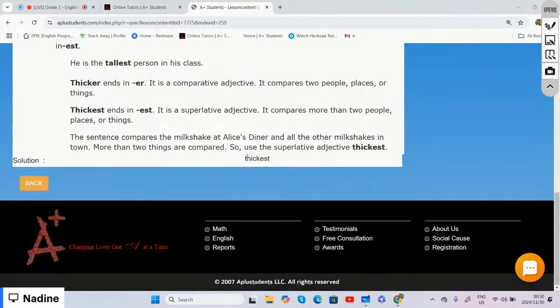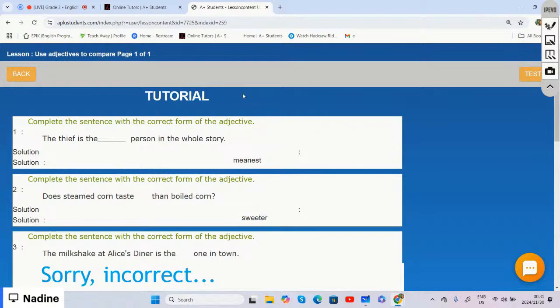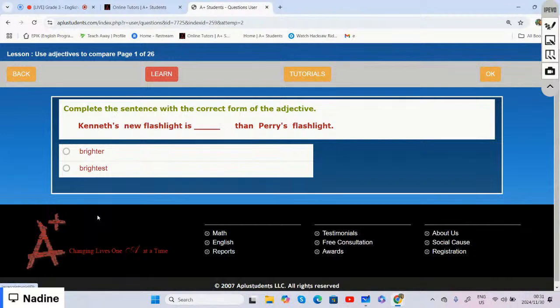You see, thickest, which means that we use superlative because we are comparing more than two things. So it is basically superlative adjectives, and we can say it is the thickest. Right? All right, so now we're going to our test where we are going to use adjectives to compare.